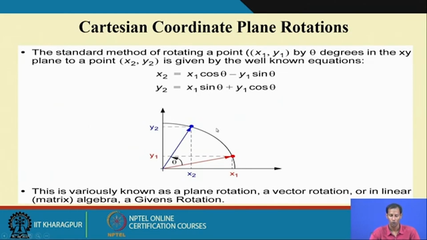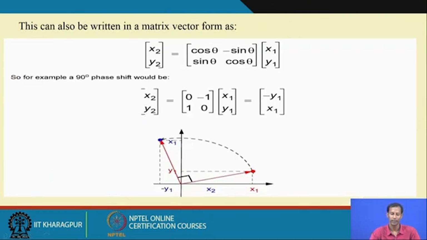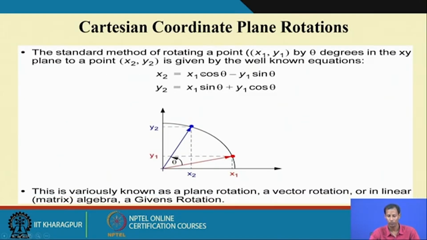Based on this, how can I write x2, y2 in matrix form? That can be written as the matrix with cos theta, minus sin theta in the first row and sin theta, cos theta in the second row. Why? Because x2 will be x1 cos theta minus y1 sin theta.